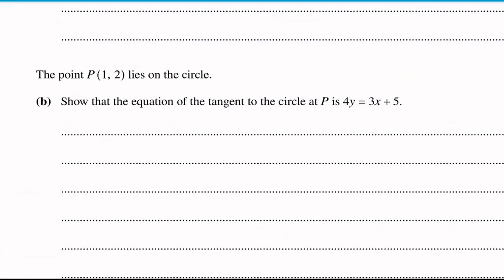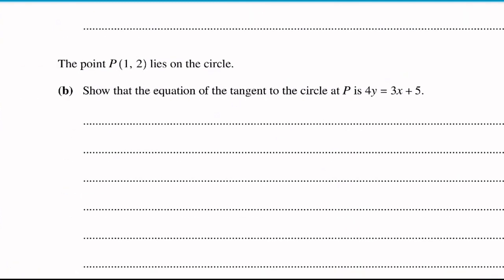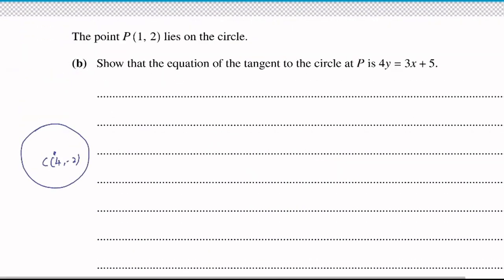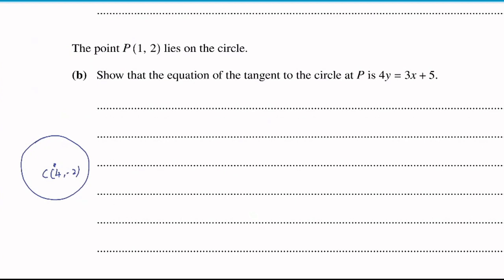The point (1, 2) lies on the circle. Show that the equation of the tangent at P is 4y = 3x + 5. So this is even given. So we have found our center. So it's actually depending on our center. So (4, -2). And we have got another point which is (1, 2). So let's say this is our P, which is (1, 2). And we want to find this tangent line here.